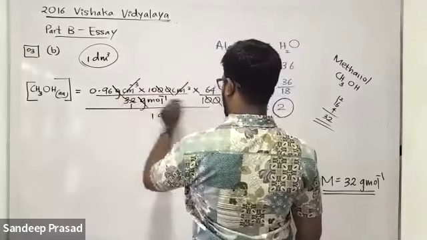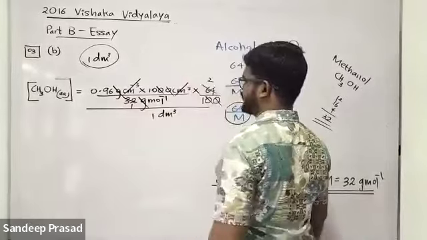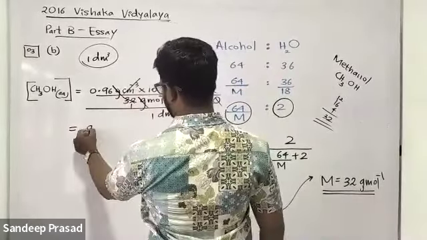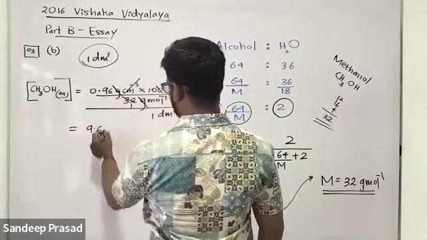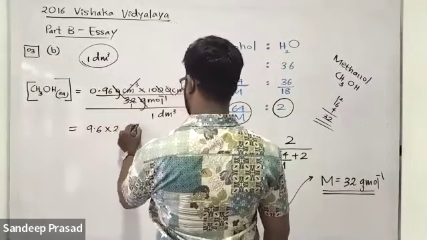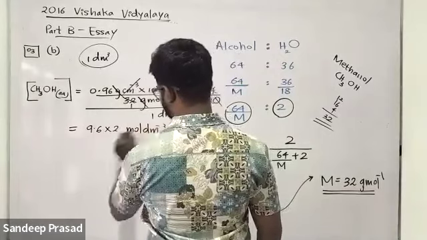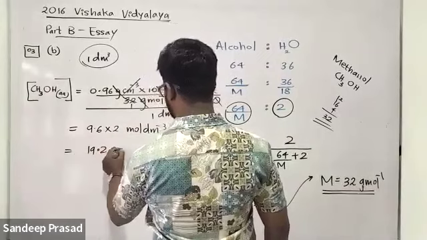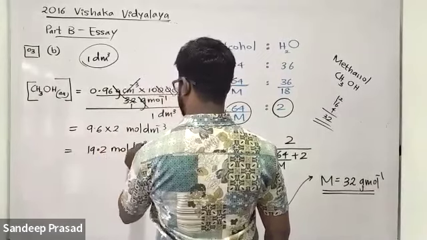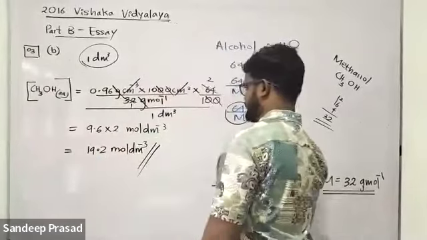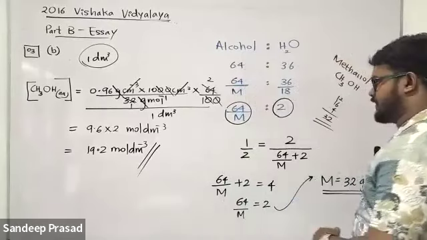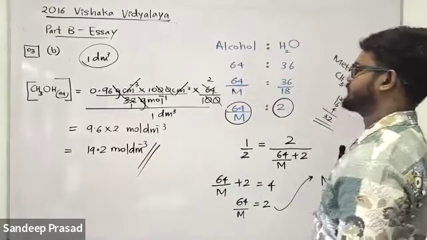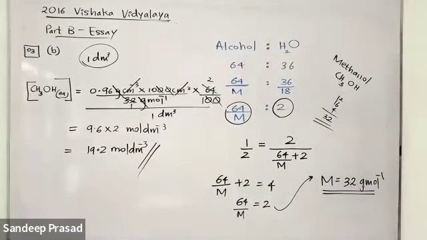Right? Here we have 1, 2. Then the answer is 9.6 multiplied by 2 moles per cubic decimeter, that is 19.2 moles per cubic decimeter, the concentration of this ethanol solution. Got it? Try to understand. 19.2 moles per cubic decimeter.